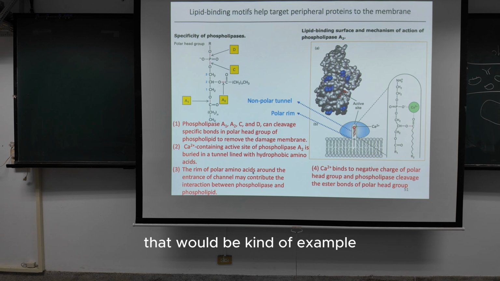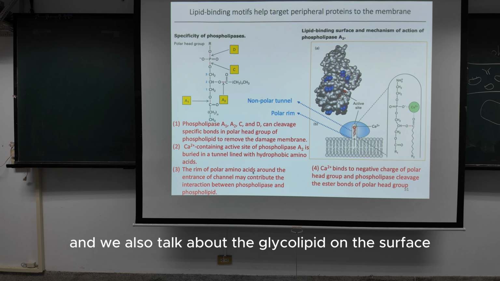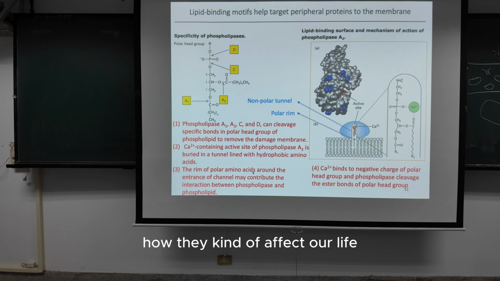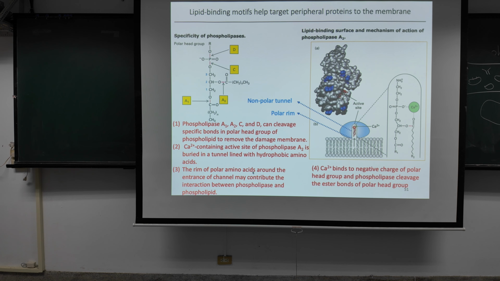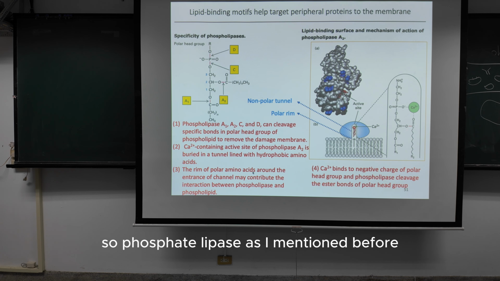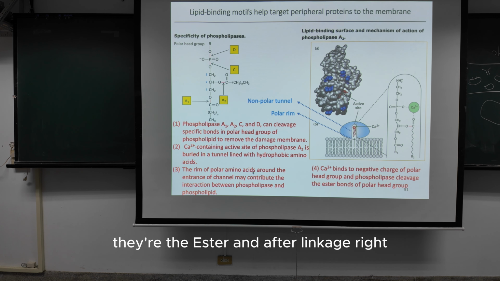Okay, so that would be an example for the lipid anchor protein, and we'll also talk about the glycolipid on the surface, how they affect our life. And next, in this part we just introduce the phospholipase. So phospholipids, as I mentioned before, have ester linkages, right?